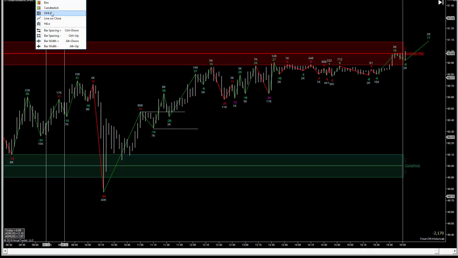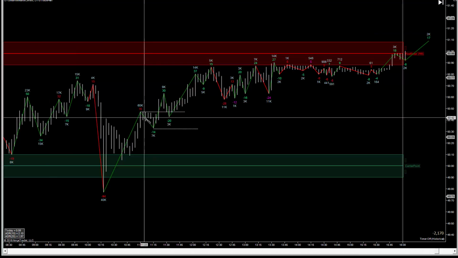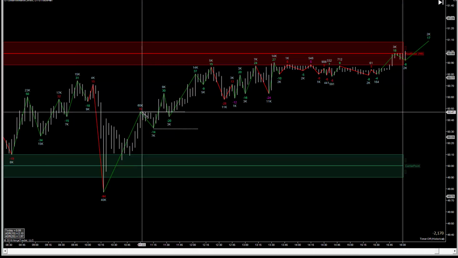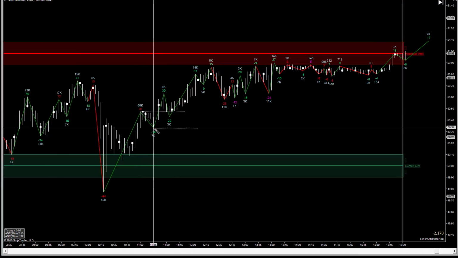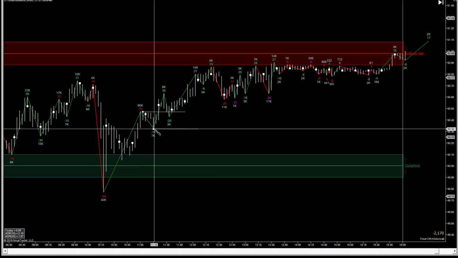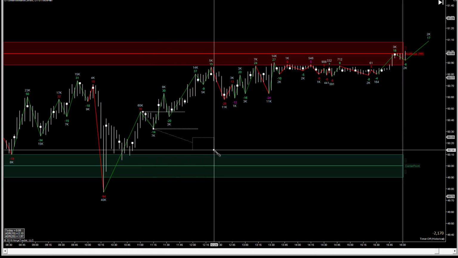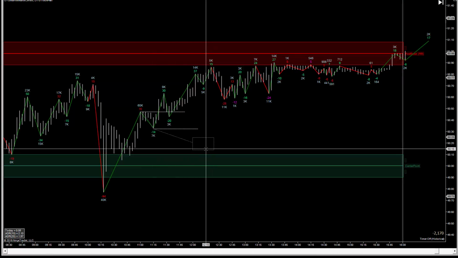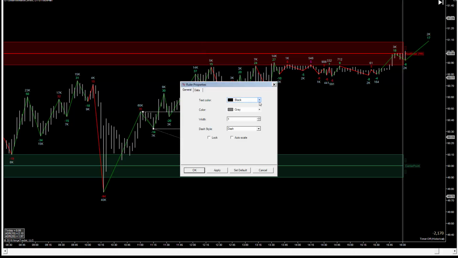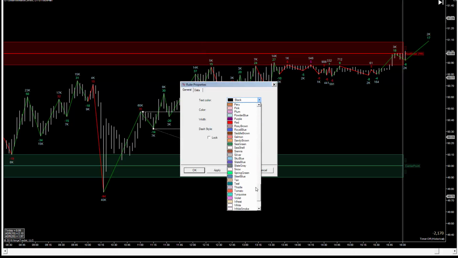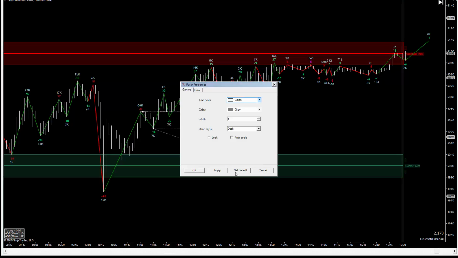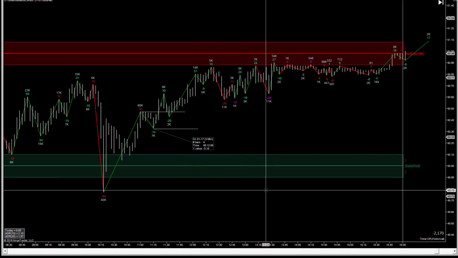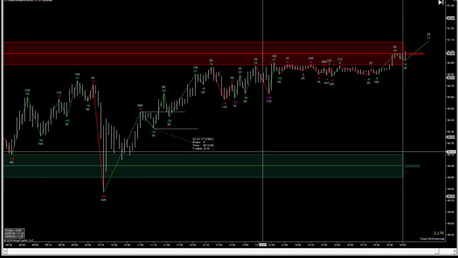We'll get the, let me see here. Give me a second. Ruler. If you said this was your entry here and you were looking for this area to be your stop, then let's see if we can change the text on this to a color that we can see. We'll make that white, and we'll say okay. All right, so that was 15 ticks, right?